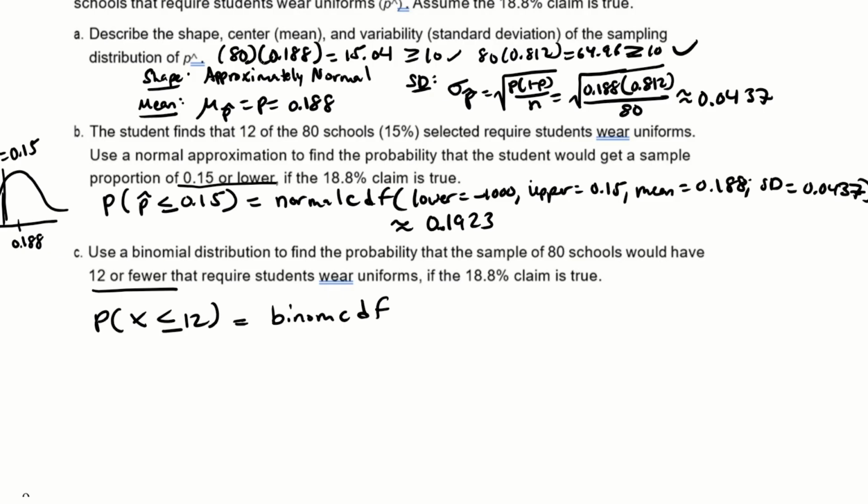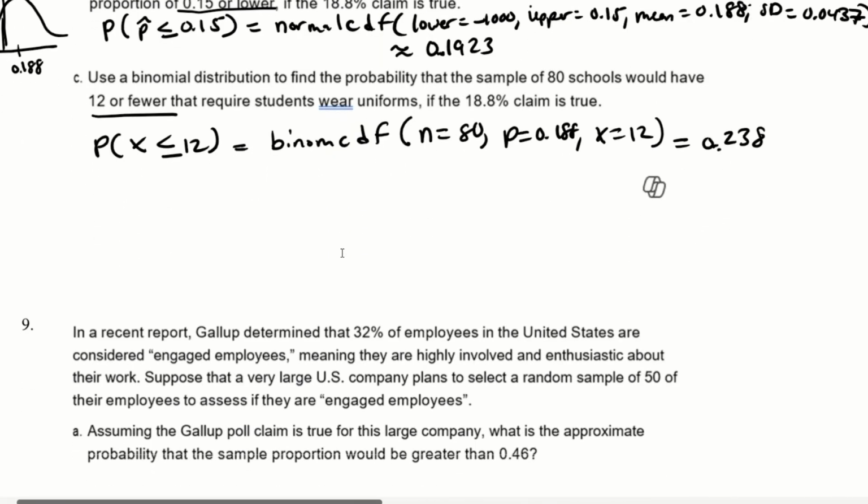So you got the binomial CDF function, and then you plug in your n, which is 80, your p, which is 0.188, and then your x value, which is 12, right? 12 or fewer. And you get 0.238. So about 19% here and about 24% here. All right, so let's look at number 9.